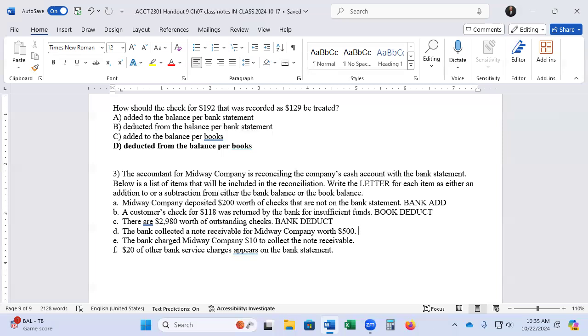The bank collected a note receivable for Midway Company worth $500. So this is going to be an adjustment to our book, and it's going to be added. The bank charged Midway Company $10 to collect the note receivable. So we're going to make an adjustment to the book, and this is going to deduct from our balance. And $20 of other bank service charges appear on the bank statement. So this is an adjustment to book to deduct from cash.